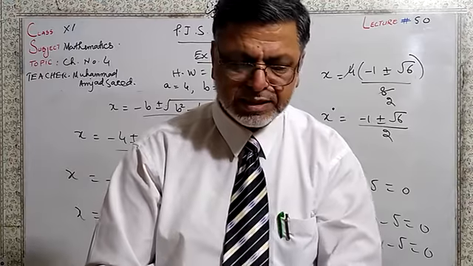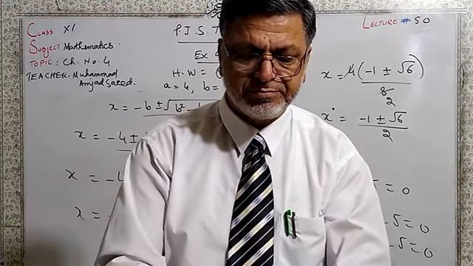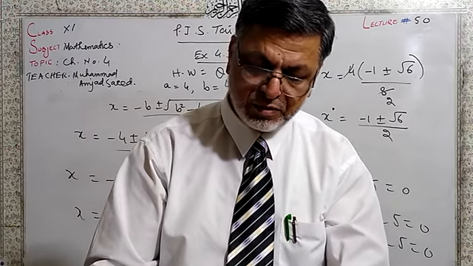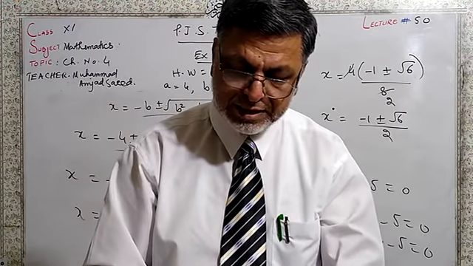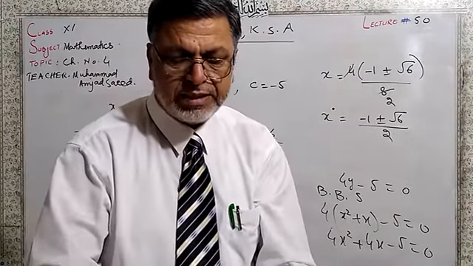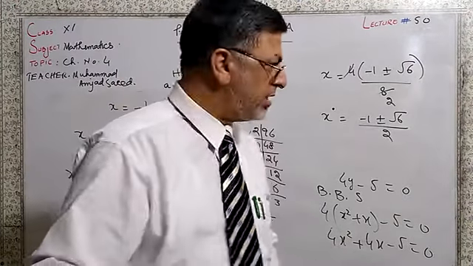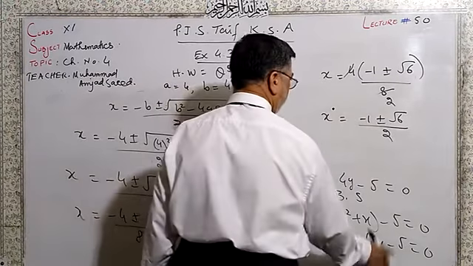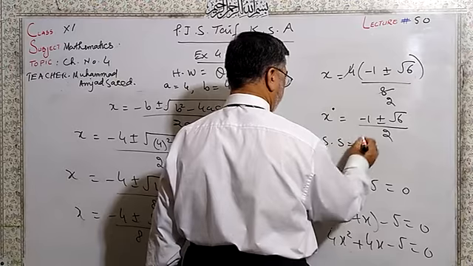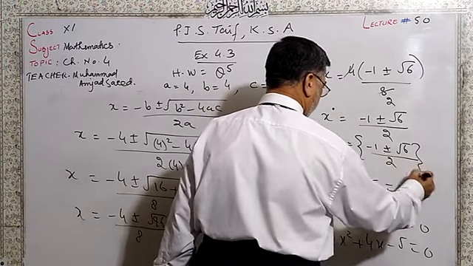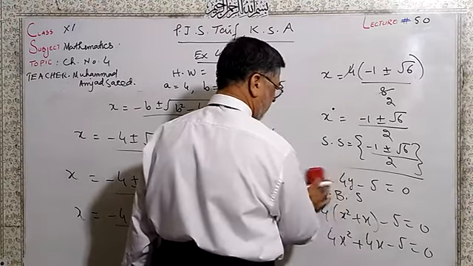4.3, question number 6: minus 1 plus minus square root of 6 over 2. Yes, this is your answer. Dear students, you can do the checking by yourself, but this will be your solution set and the values will be the same. Left hand side will be equal to right hand side for these values.